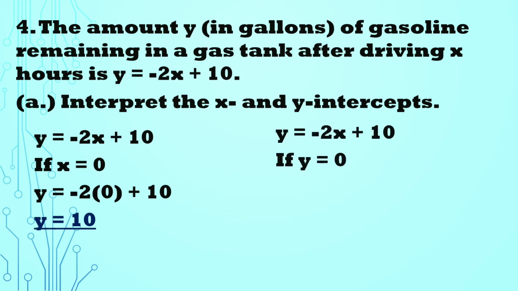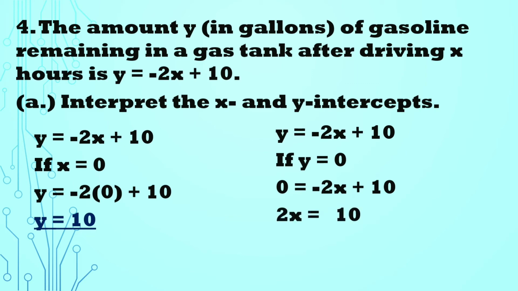Y equals negative 2x plus 10. So, if y equals 0, so we have 0 equals negative 2x plus 10. So, gagamit tayo ng property of equality dito. Pero ang ginagawa ko po kasi dito ay nililipat ko lang po yung ating variable sa left side. So, from negative 2x, magiging positive 2x. So, we have 2x equals 10.